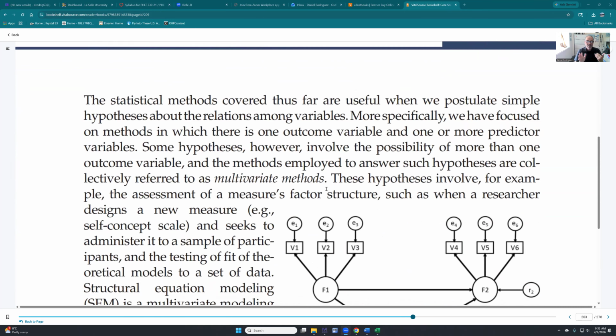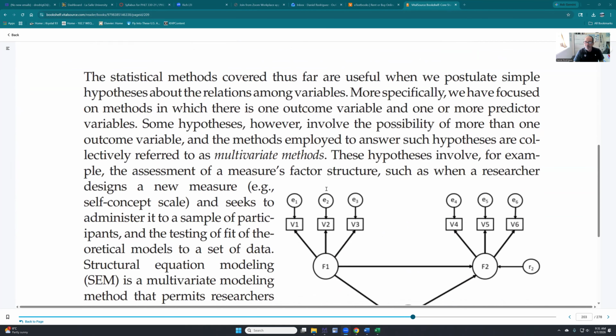Statistical methods covered thus far are useful when we postulate simple hypotheses about the relations among variables. More specifically, we have focused on methods in which there is one outcome variable and one or more predictor variables. Some hypotheses, however, involve the possibility of more than one outcome variable, and the methods employed to answer these hypotheses are collectively referred to as multivariate methods. Just more than one dependent variable there.